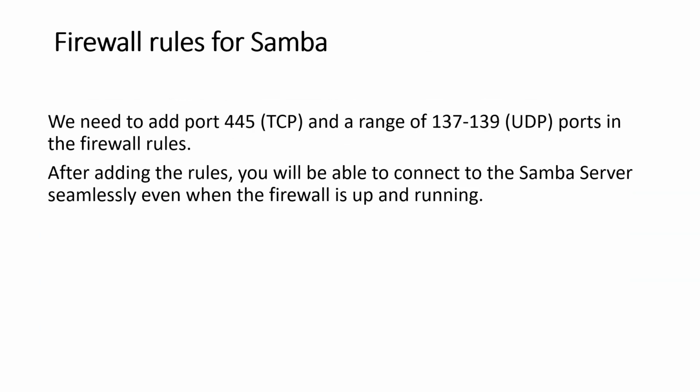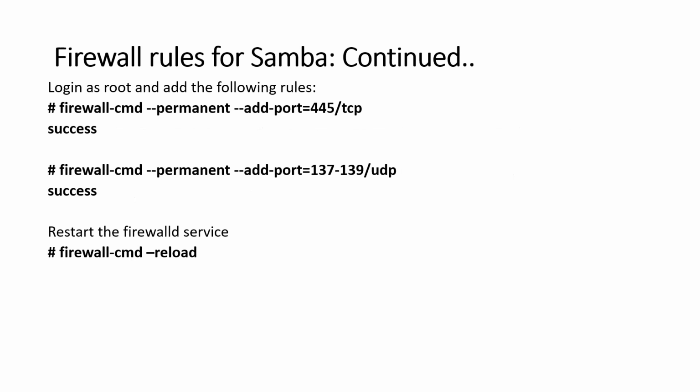Now let us move over to a new topic, firewall rules for Samba. We need to add port 445 TCP and a range of UDP ports 137 to 139 in the firewall rules. After adding the rules, you will be able to connect to the Samba server seamlessly even when the firewall is up and running.